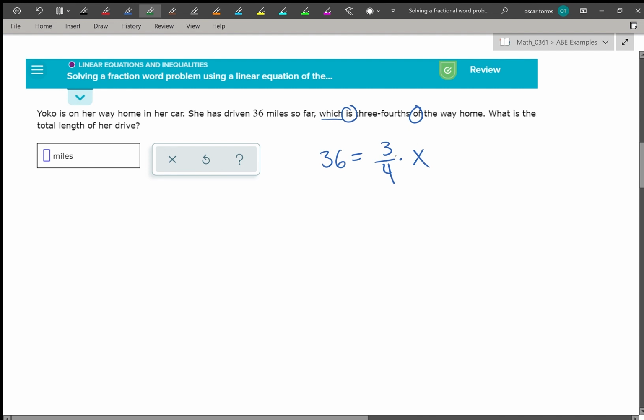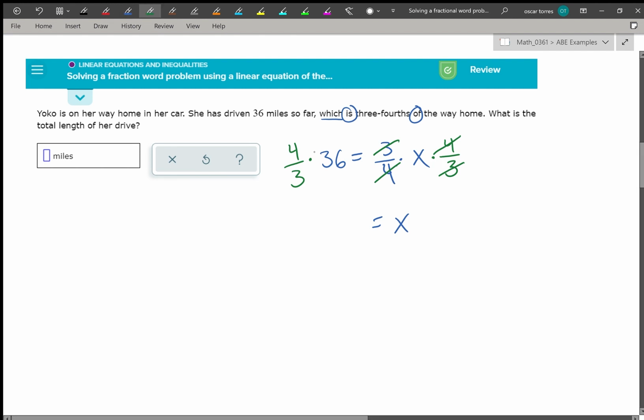And just like the previous problem, because X is being multiplied by a fraction, we're going to find the reciprocal. We're going to flip that fraction around to become 4/3. And we're going to multiply it to both the left and the right hand side of the equation. Now, even though we are technically multiplying this 3/4 times 4/3, it turns out that the numbers themselves cross each other out, which is what we want, because we want to get this X by itself.